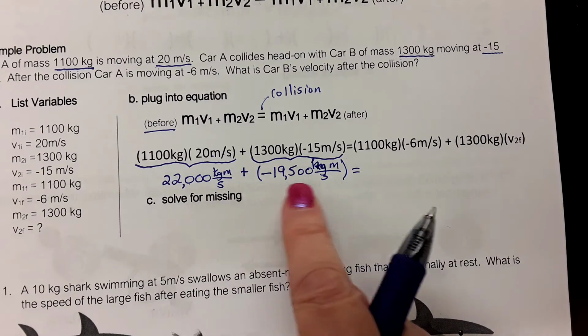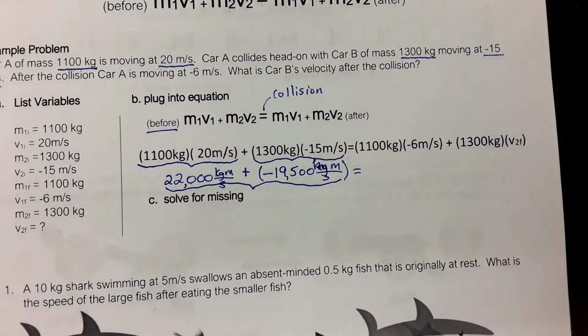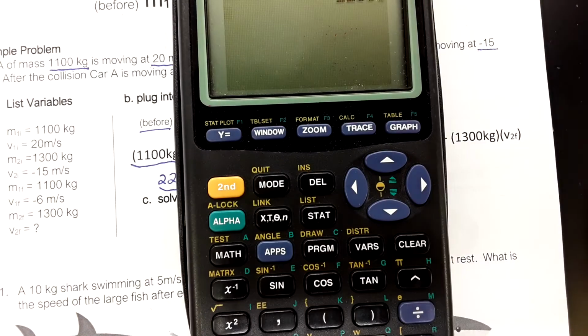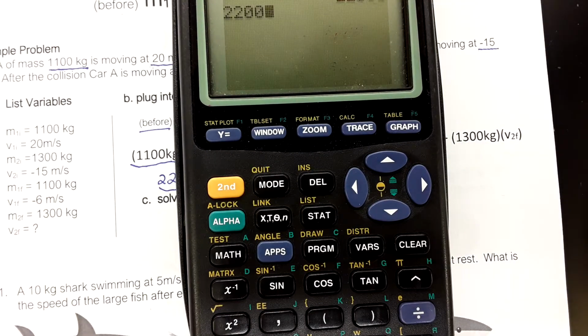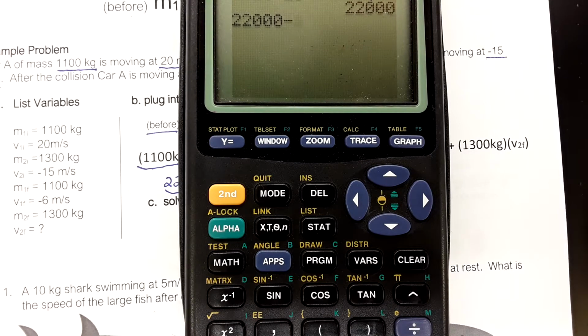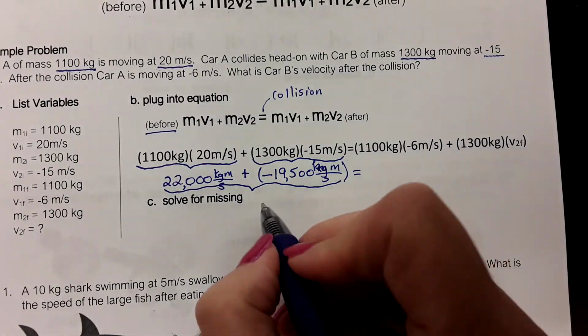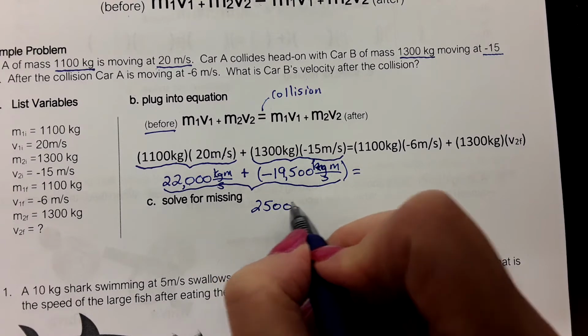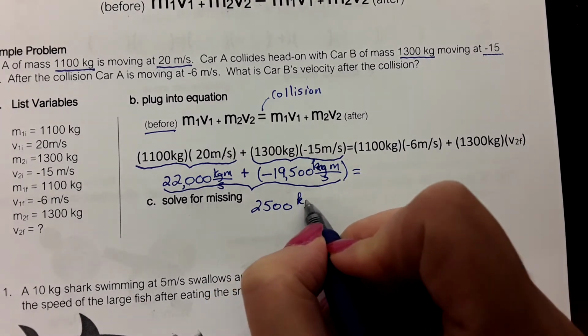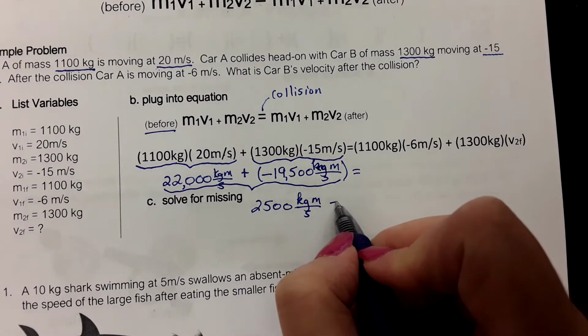All right, so here's what we have. This is the momentum before collision. So now let's get the total before collision. So we're going to say 22,000 minus, when you add a negative, remember it's like subtracting, so minus 19,500. All right? And we get 2,500. So the total momentum before collision here is 2,500 kilogram meter per second. That's the total momentum of the system.